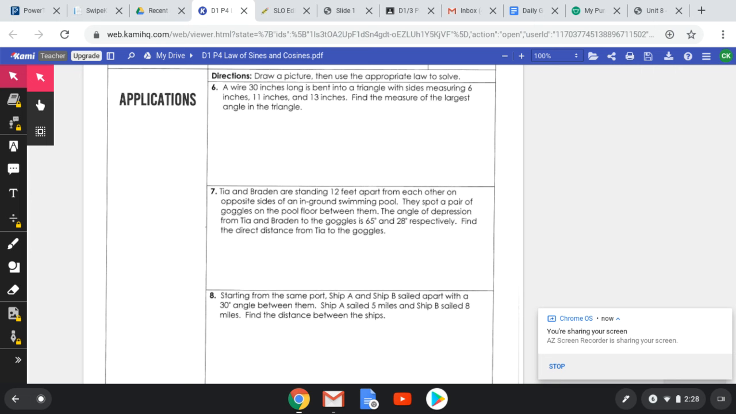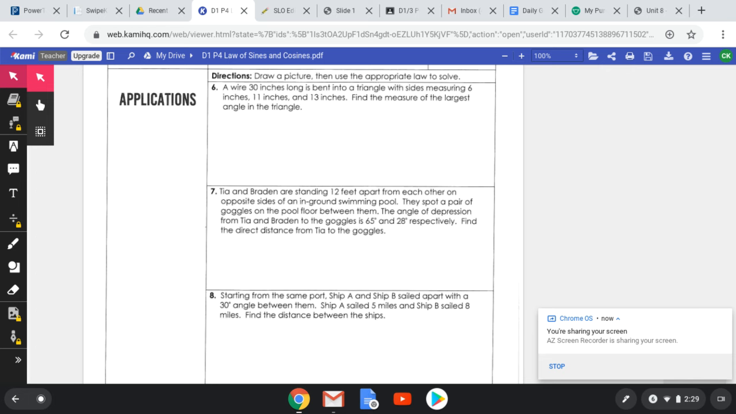In this video we're going to be looking at some word problem applications for law of sines and law of cosines. With these problems, again, you won't be told which law to use. Based off of how you draw the picture and what's given to you will determine what you are to use.